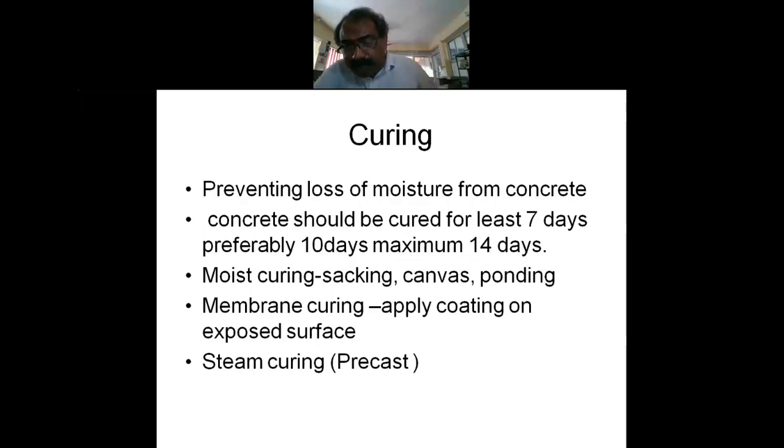Any concrete, a maximum of 14 days is enough. Moist curing, you can wrap with sacks or canvas. Membrane curing, steam curing for precast concrete.